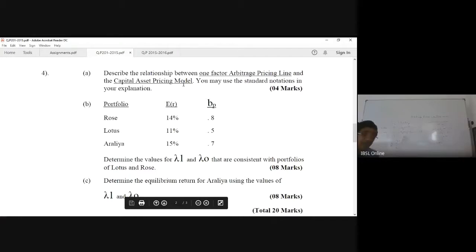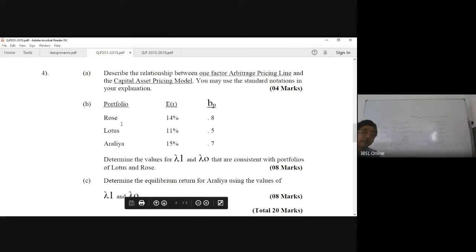So at the beginning I showed you the one factor arbitrage pricing line equation and the capital asset pricing model equation. Now we compare those two equations, and after comparison you have to say that the expected return of the capital asset pricing model is equal to the expected return of the arbitrage pricing line model, and lambda 0 is equal to the risk-free rate. So likewise you have to give that relevance. That is what we did in the first part of the question. It carries 4 marks.